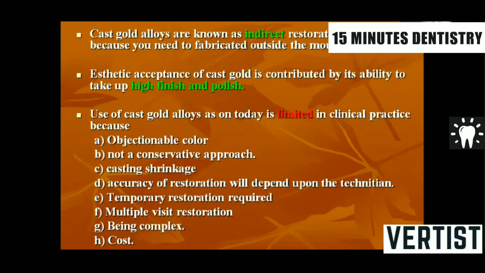Secondly, you need to make a correct impression or a pattern of the cavity. Then it has to be poured correctly, and a correct die has to be prepared. Then the technician has to prepare an appropriate wax pattern. It has to be cast accurately, then finished and polished accurately. If you go wrong in any step of the entire process... So technique sensitivity and accuracy depend on a lot of steps. That is why it is a little bit lengthier procedure to fabricate a restoration as compared to direct restorations.